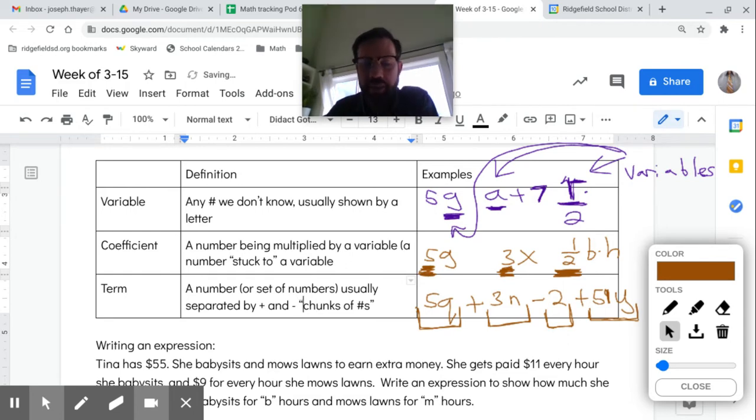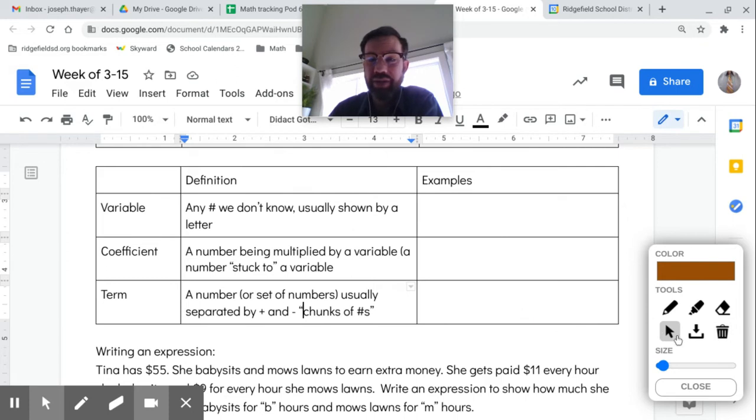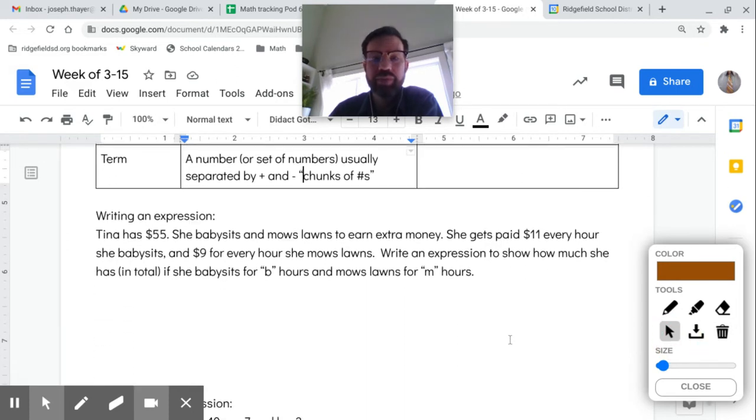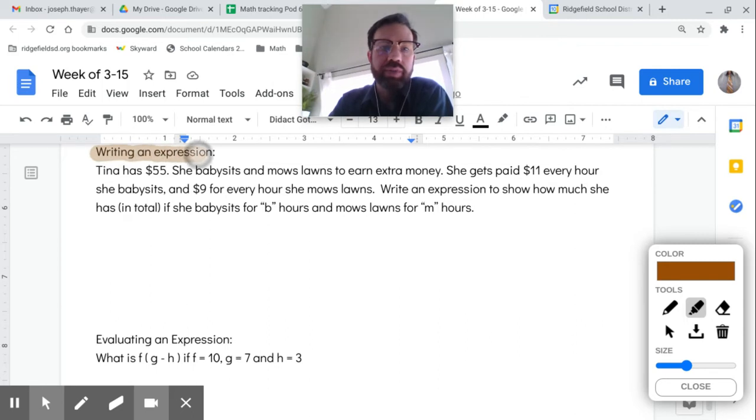So that's the vocabulary bit. If you know what terms are, if you know what coefficients are, if you know what variables are, if you know your quotients, products, sums, and differences, you are going to do great on at least half of this quiz, right? So hopefully you've been paying attention to the vocabulary things. So another skill I want to make sure you have is the ability to write an expression.